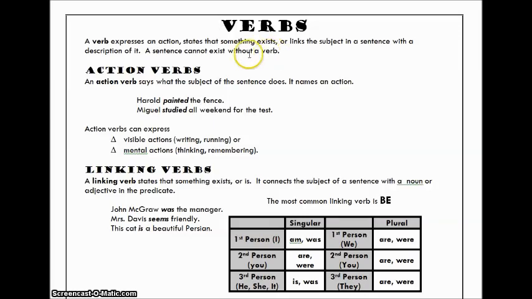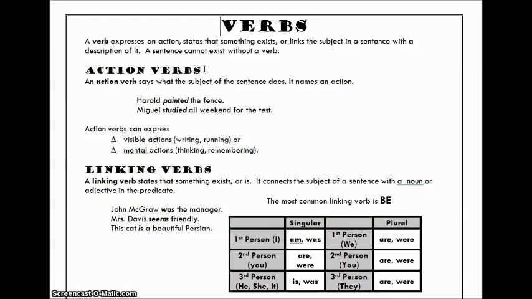We tend to divide verbs up into two categories, action verbs and linking verbs. And we divide them based on what they're doing in the sentence. Are they stating something exists or linking the subject in the sentence with a description of it? Those would be linking verbs. If they express an action, then they're action verbs. So they're grouped purely by what the function of the verb in this sentence is.